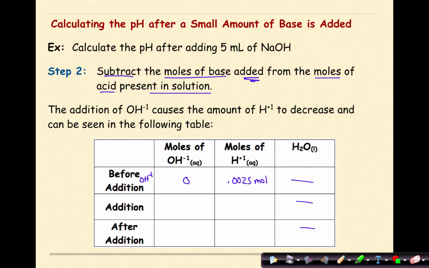The addition of the hydroxide brings in 0.0005 moles of hydroxide. Now we need to neutralize that, and we're going to use some of our hydrogen ions to do that. So we're going to subtract that 0.0005 moles of hydroxide from our original 0.0025 moles of hydrogen ions. As a result, our base will be neutralized, and we are left with 0.002 moles of hydrogen ions. And ultimately, this is going to affect our pH.